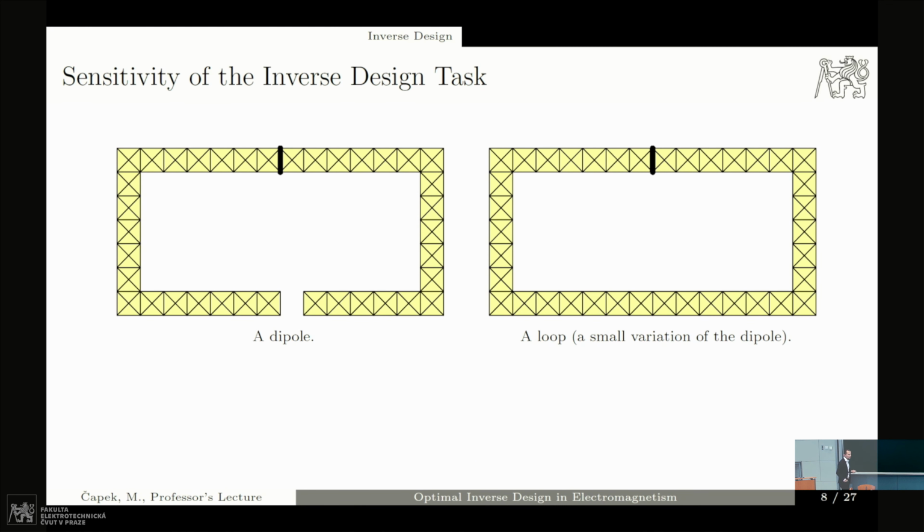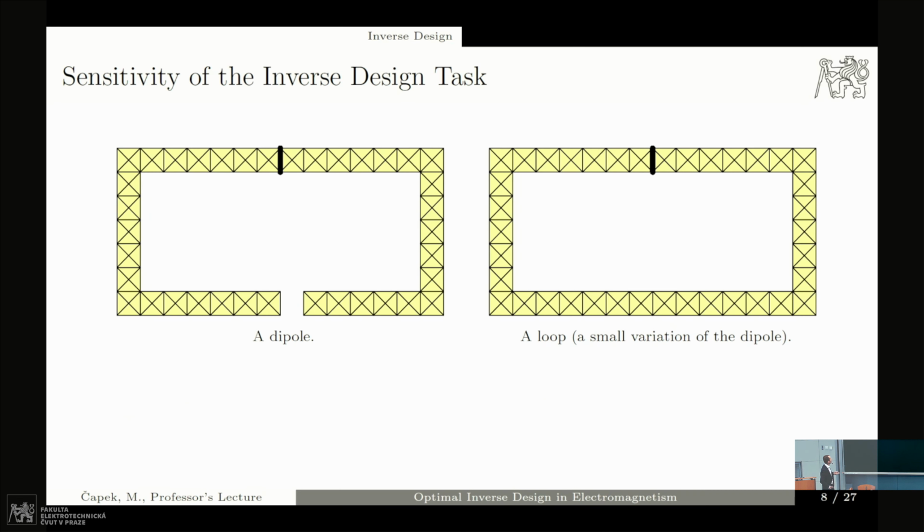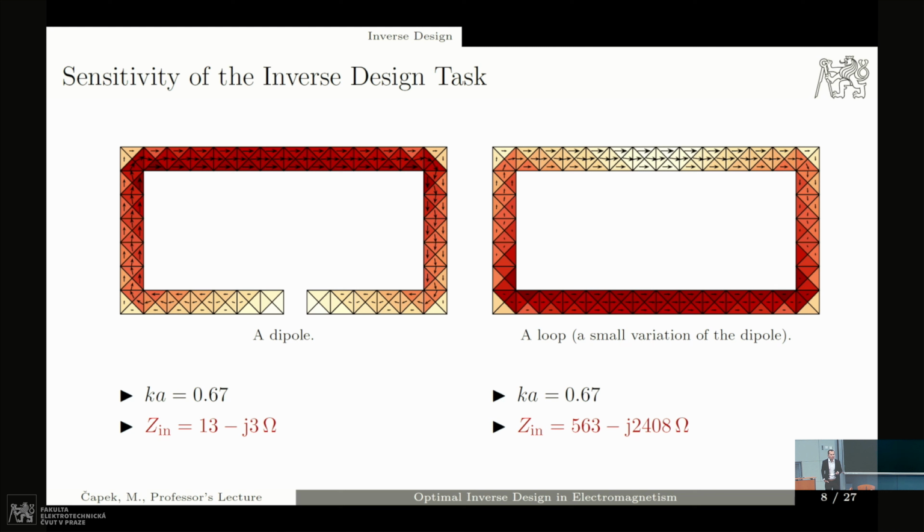To illustrate it on one example, here you have two basic antennas. We teach these antennas to our students, a dipole and a loop. If you look carefully, the only difference is this tiny pixel in the middle. Yet, the electromagnetic behavior is completely different, for example, in terms of the input impedance. So you can see that if we start to run some algorithm which is perturbing the shape, doing some clever things, this is a problem, because the problem is sensitive, non-unique, and so on.